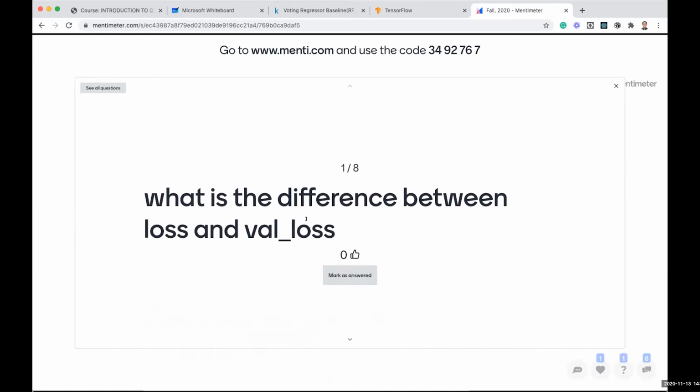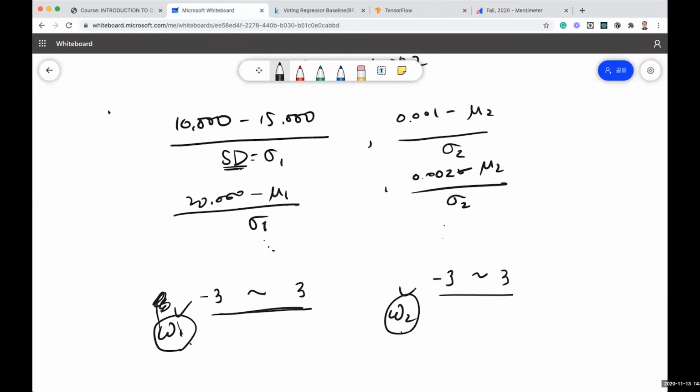Yeah. So what is the difference between loss and validation loss? Okay.